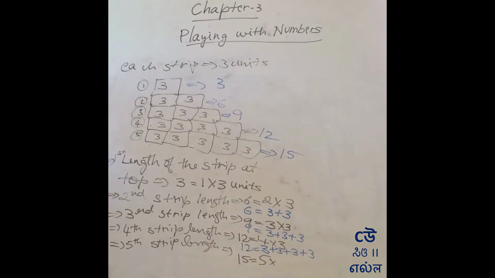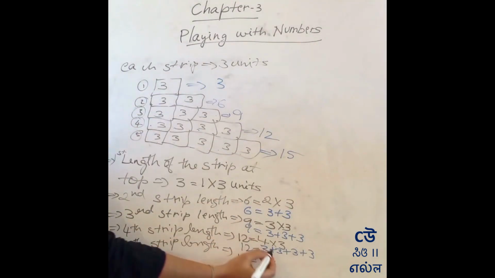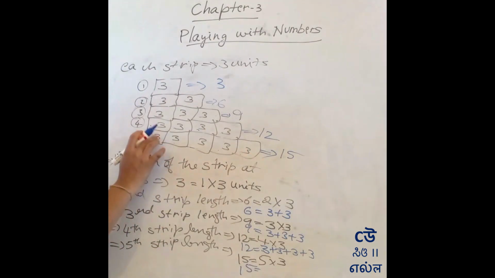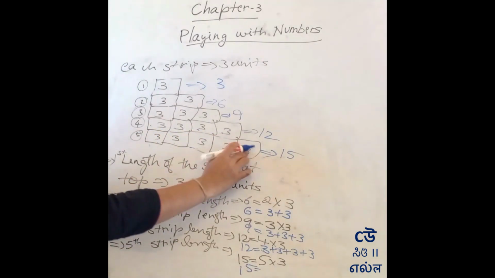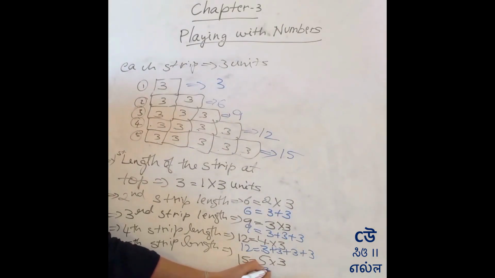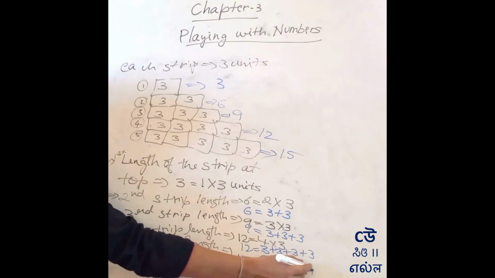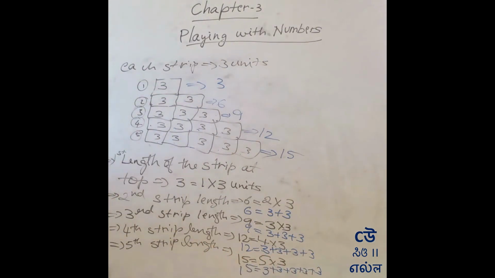Then what is the unit of each strip? Each strip is 3 units. Right? So you will get 5 into 3. So one more method, how can you write 15? 15 you can write 3 plus 3 plus 3 plus 3 plus 3. So if you add 3 5 times, you will get the answer as 15. That is the length of the strip.